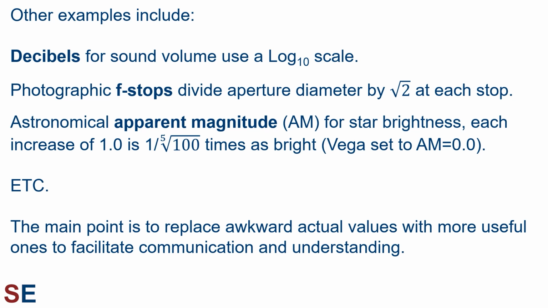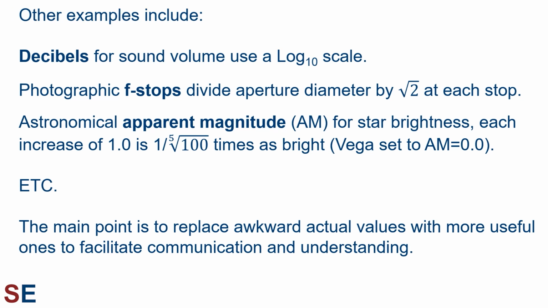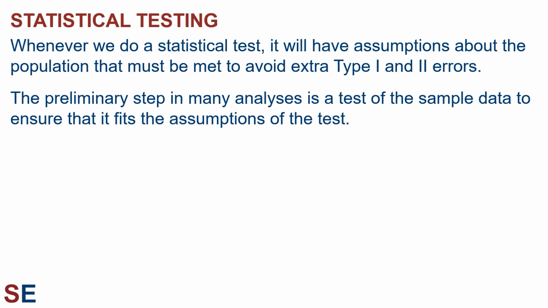That takes care of the descriptive statistics side of transformation for this video. Next up, statistical testing. Whenever we do a statistical test, it will have assumptions about the population that must be met to avoid extra type 1 or type 2 errors. If the mathematical model being used to generate the p-values of a test requires a data distribution that doesn't match the actual distribution of the data values, then these kinds of errors can be very frequent.